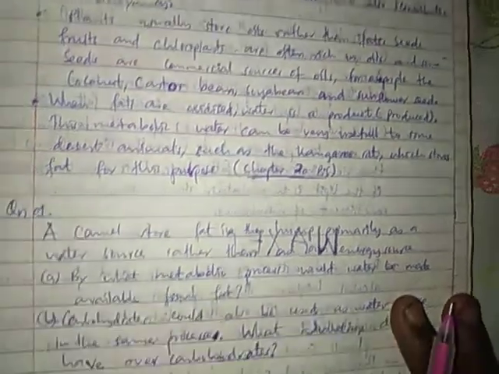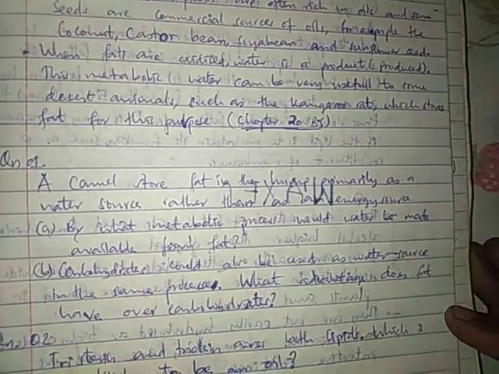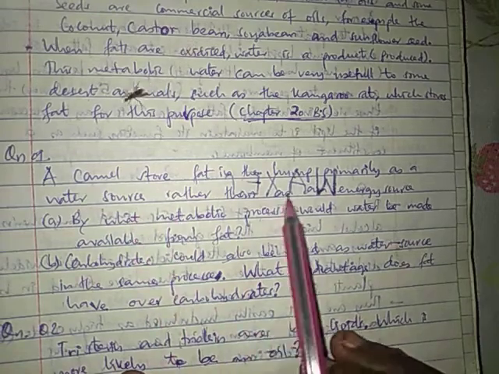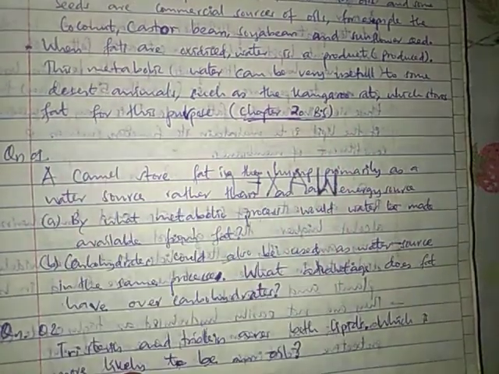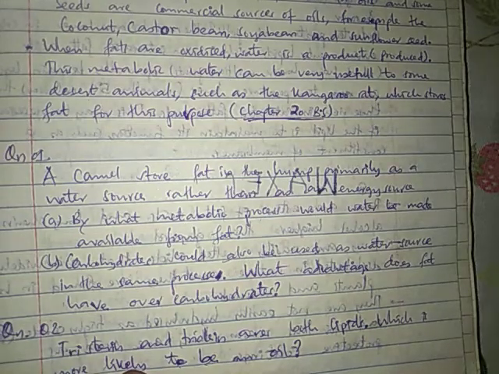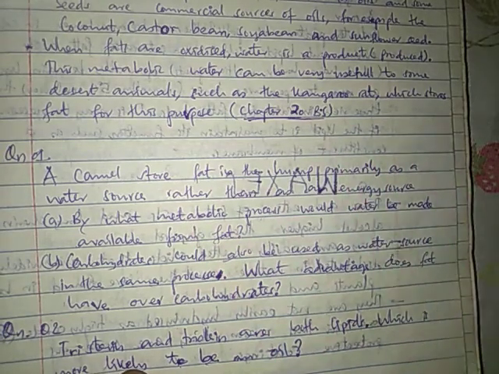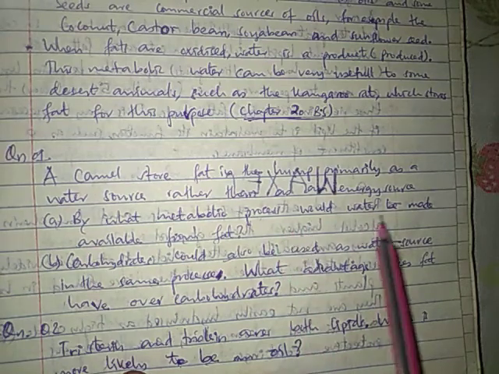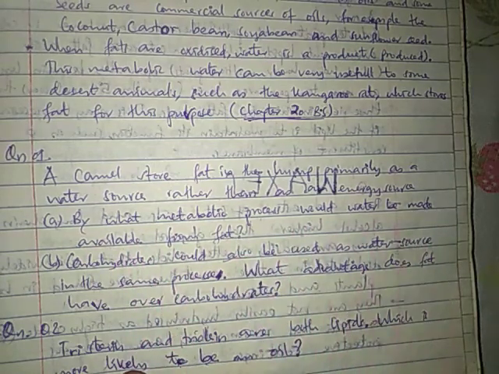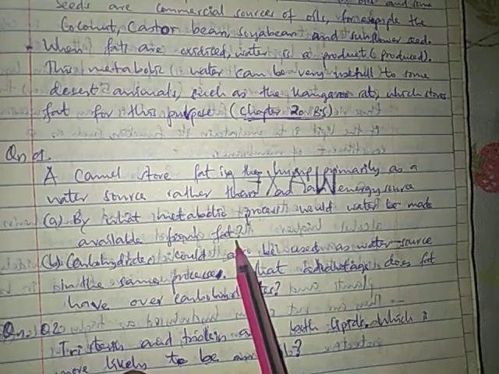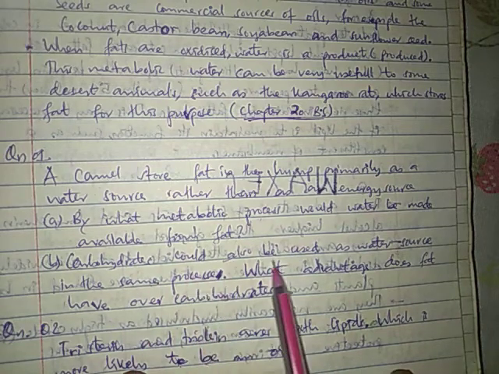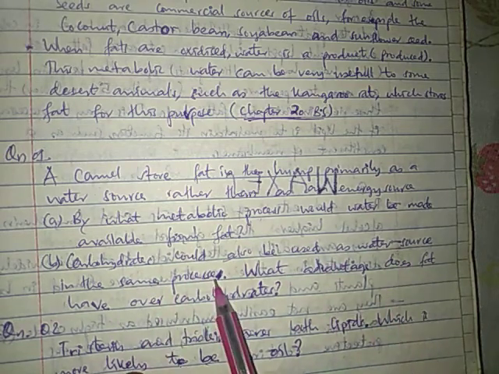Lakini kuna study question hapa nyingine ambayo inasema kwamba a camel stores fat in its hump primarily as a water source rather than an energy source. Remember tumesema fat inaweza kutumika kama energy source au water source. Lakini kutokana na mazingira anayoishi ya jangwani, anatumia kama water source. Part A: by what metabolic process would water be available from fat? Simply, the answer here is oxidation. Carbohydrate could also be used as a water source in the same process.